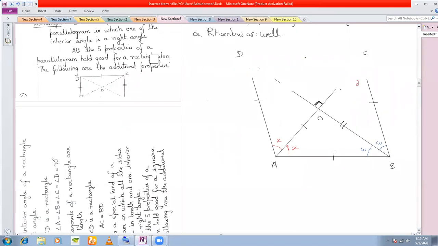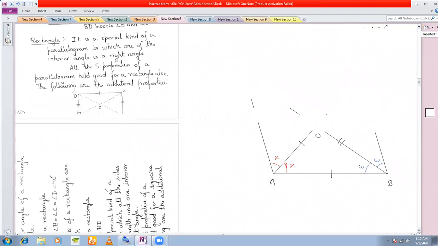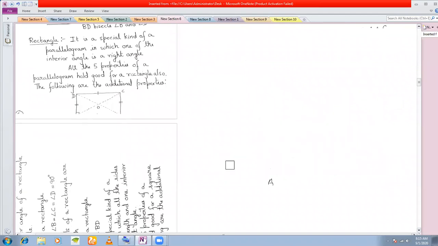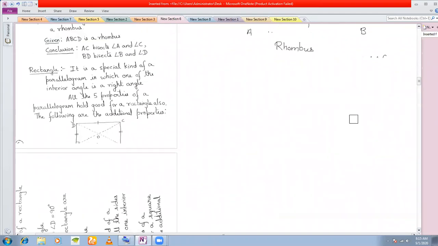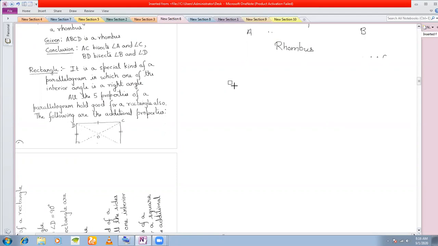Okay, let us now start rectangles. What is a rectangle? A rectangle is also a parallelogram. It is a special case of a parallelogram. But what kind of a parallelogram? It is a special parallelogram in which one interior angle is 90 degrees. One interior angle is a right angle. Okay, so it is a parallelogram.